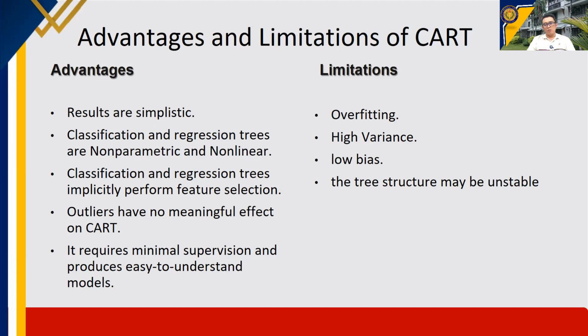Whereas in the limitations, we have to avoid overfitting, as the tree is prone to overfitting. But there are things we can do so that we will be able to handle overfitting. We also have high variance, low bias, and the tree structure is unstable.